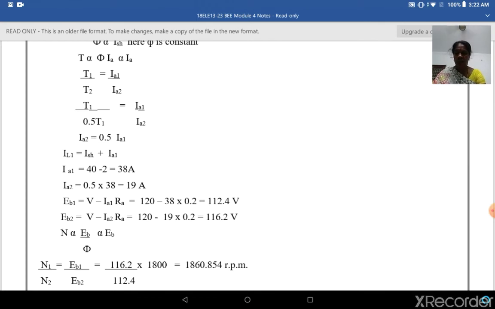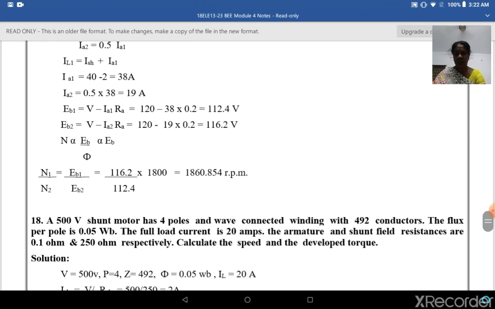N is proportional to EB by phi. That is proportional to EB, since flux is constant. So you can write it as N1 by N2 is equal to EB1 by EB2. Substituting for EB1, EB2 and N1, we can calculate the speed N2 as 1860 rpm.